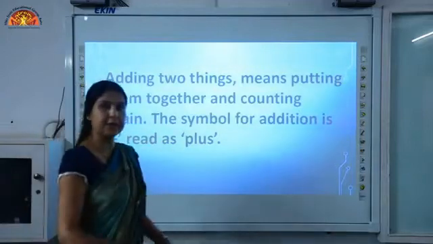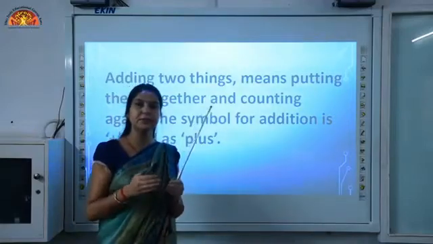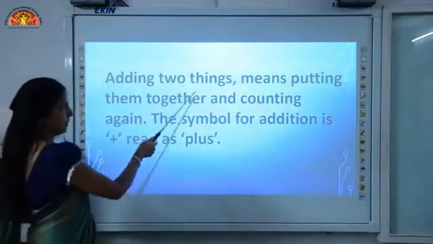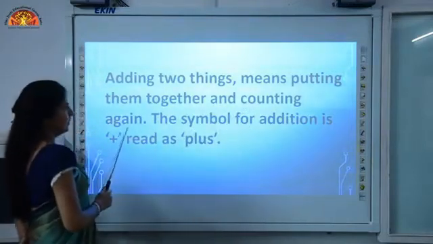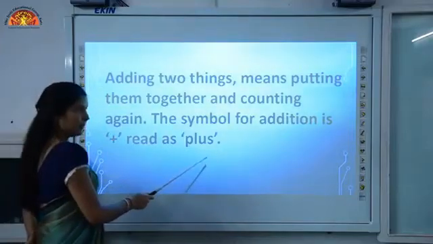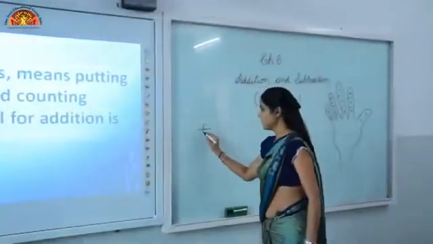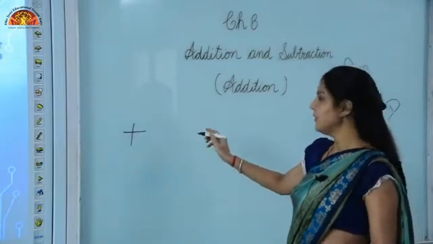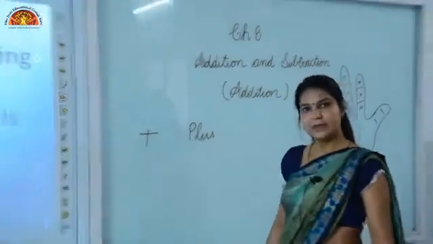So children, can you tell me what is the meaning of addition? Addition means putting things together. When we keep things together, this is called addition. So look here, adding two things means putting them together and counting again. The symbol of addition is this, read as plus. Children, this is the symbol of addition, and what do we read it? We read it as plus sign. Clear children?